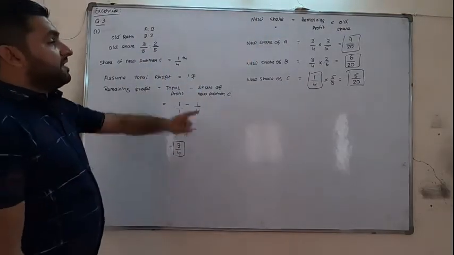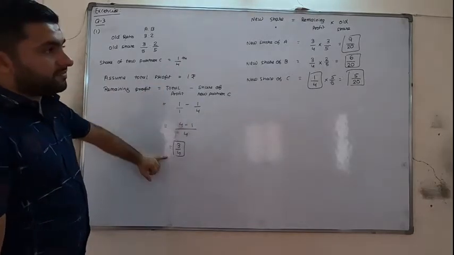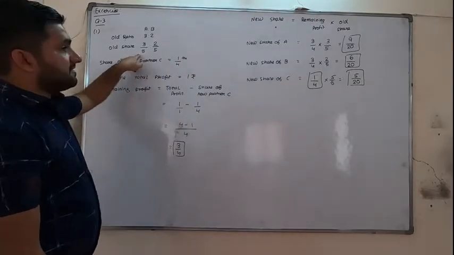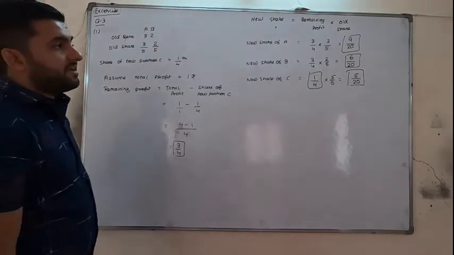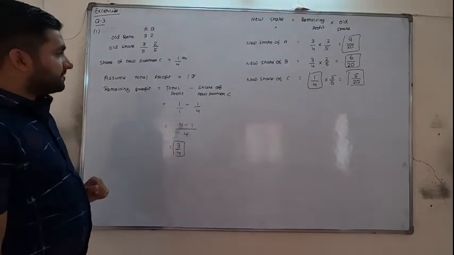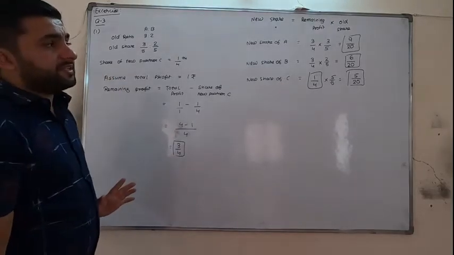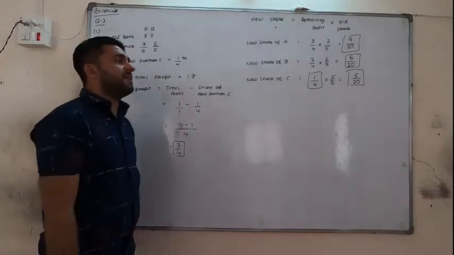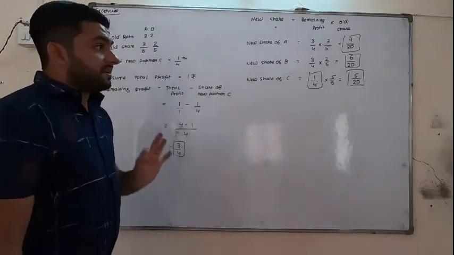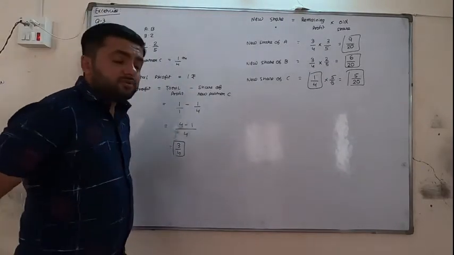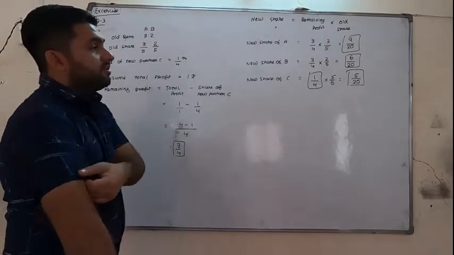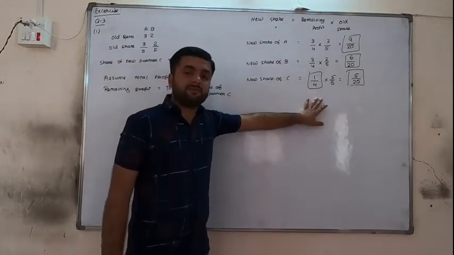So how to find? The remaining profit is 3 by 4. The old share of A is 3 by 5. So 3 3s are 9, 9 by 20. New share of B: remaining profit is 3 by 4, old share of B is 2 by 5. So 6 by 20. Now friends, new share of C. C does not have old share, so C will have only his share 1 by 4.